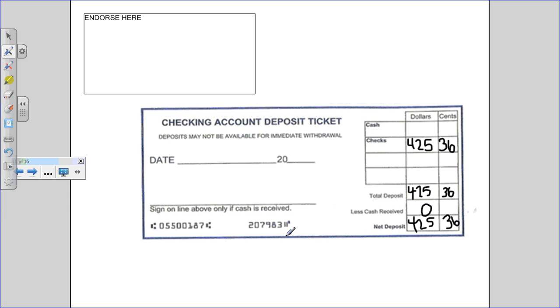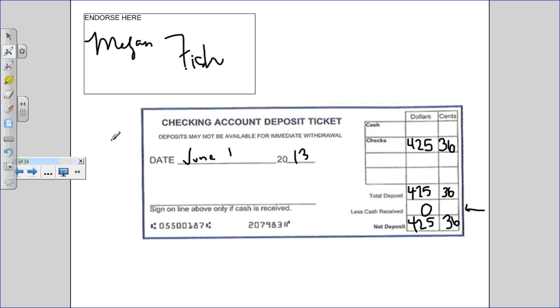Okay, over on the left side of our deposit ticket, the date is on our sheet. It says it's June 1st. Down here, do we have to sign this line? The answer to this is no, because it says sign on line above only if cash received. Since our cash received over here is 0, we don't have to sign on that line. Our last thing is to write that blank endorsement. So remember, a blank endorsement is just your signature. So you'll sign in the box. And then we're done with our deposit.